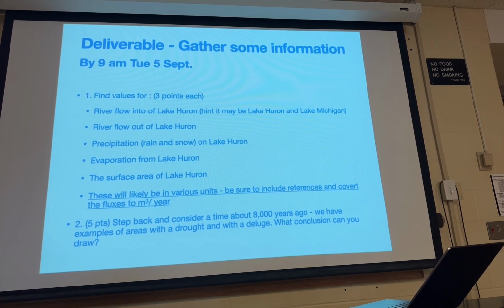For the second one, are you asking for an example of when there was a drought or a deluge? No, I'm giving you an example of both of them, the drought and the deluge, big ones. Bigger than we've really seen in the last 8,000 or 9,000 years.